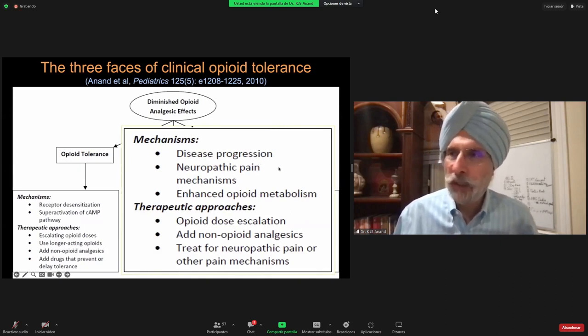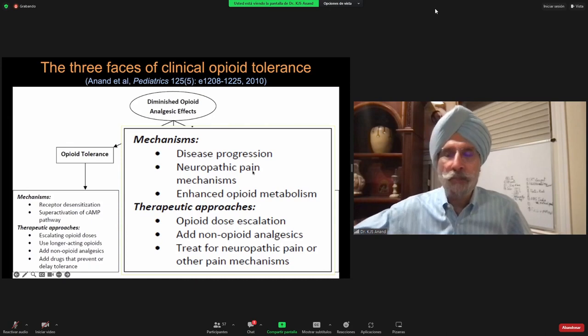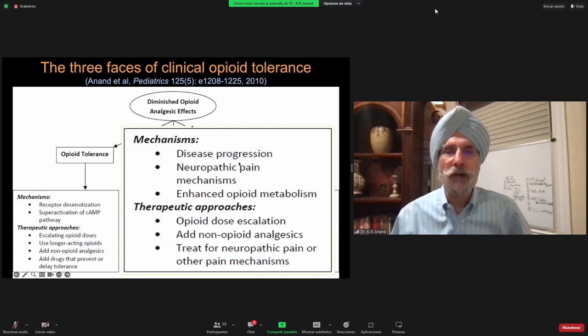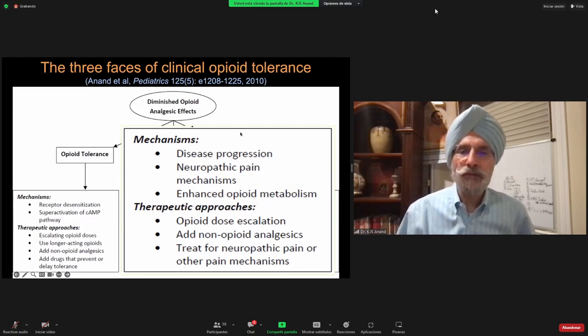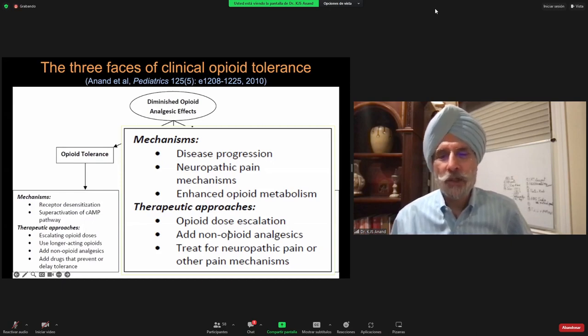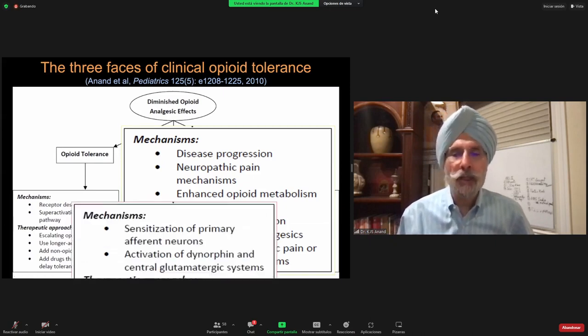For example, particularly in children who have metastatic cancer, bone cancer, their pain state can get worse. And so disease progression may be the reason why the opioids are not effective. There can be neuropathic pain mechanisms or enhanced metabolism, for example, in burn patients. So if these are the underlying factors, then you need to consider escalating opioids, adding non-opioids, and treating specifically for the neuropathic pain or other mechanisms.